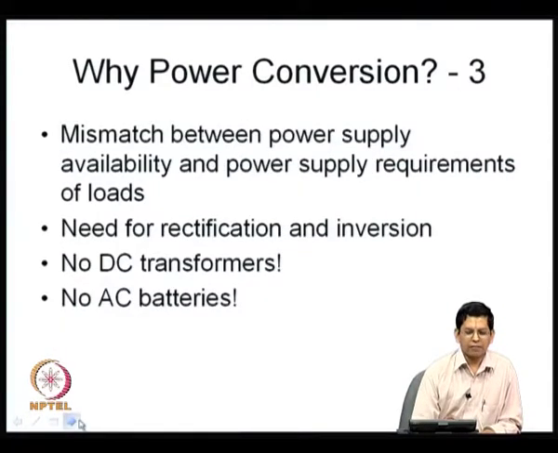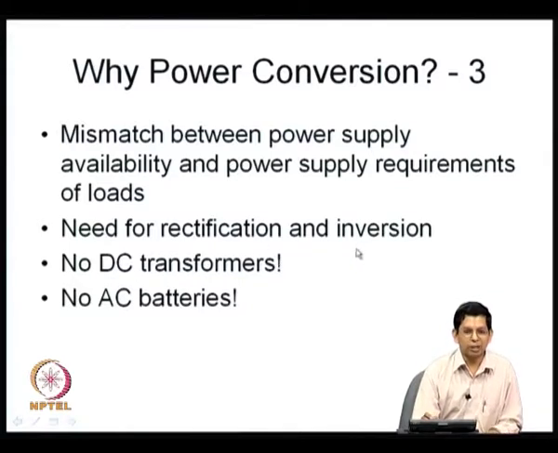So, we have some kind of power supply availability, and we have certain power supply requirements, and there is quite often a mismatch between power supply that is available and power supply requirements of the load. So, many a times let us say you have AC available, but your load needs DC. So, what you need is certainly rectification.